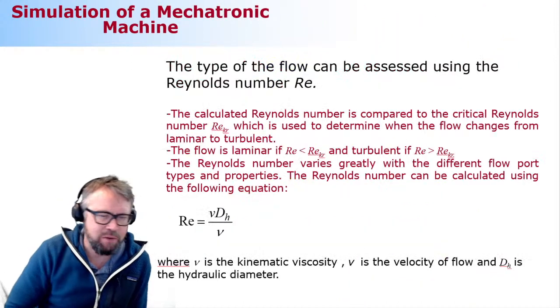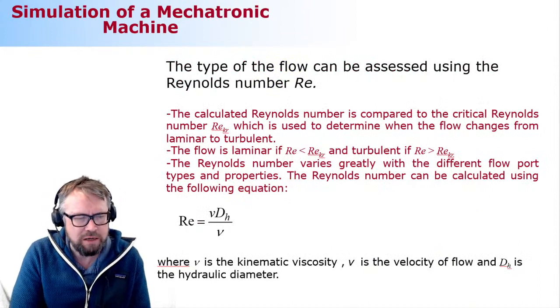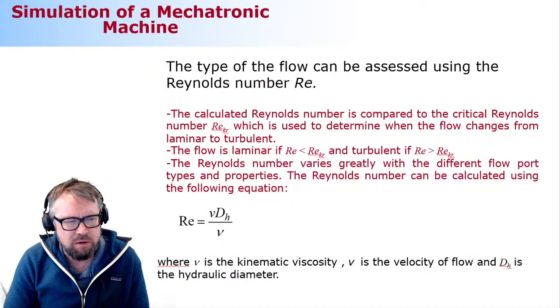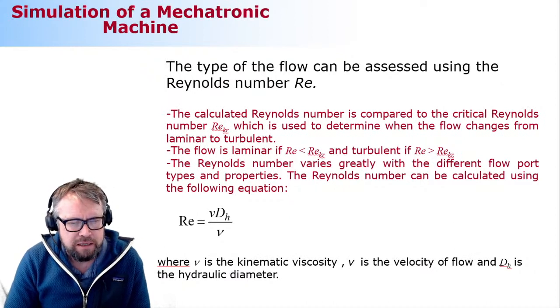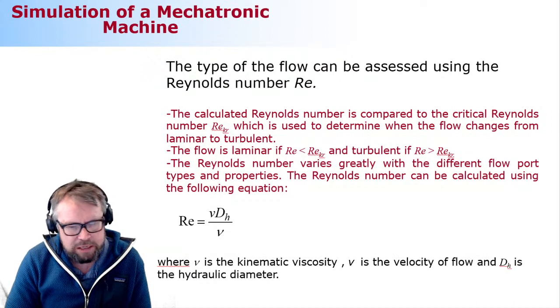Anyways, how can I then define what is what? I can use something called the Reynolds number. The Reynolds number is something you can compute, and then you can compare it to something called the critical Reynolds number.